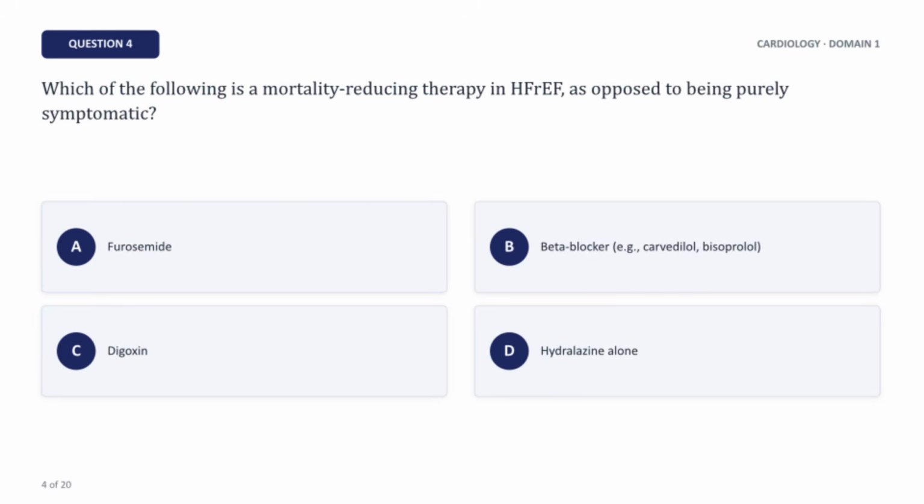Which of the following is a mortality reducing therapy in heart failure reduced ejection fraction as opposed to being purely symptomatic? Option A. Furosemide. Option B. Beta blocker. Option C. Digoxin. Option D. Hydralazine alone.